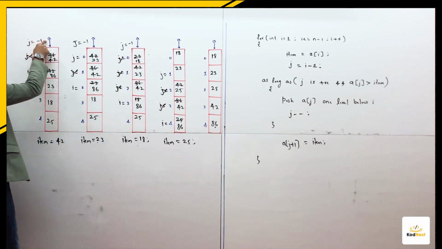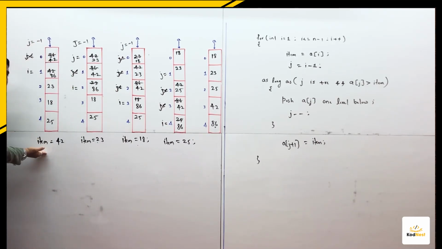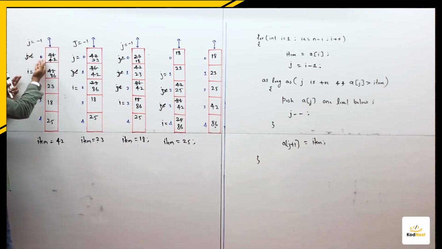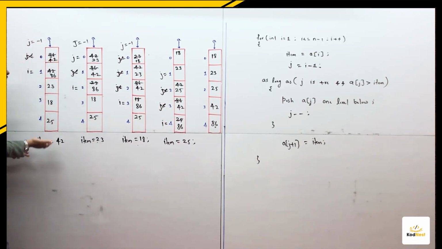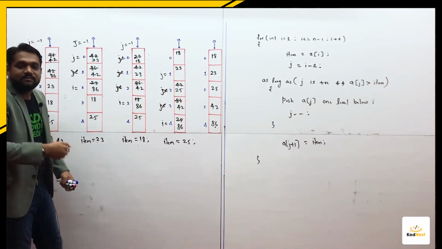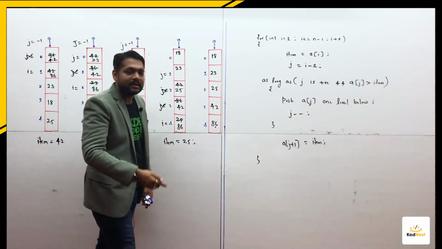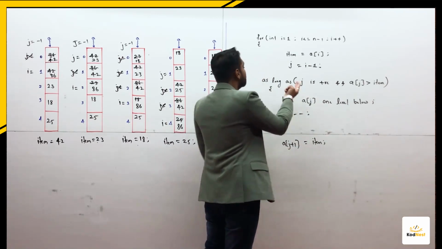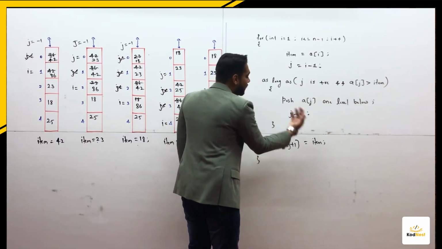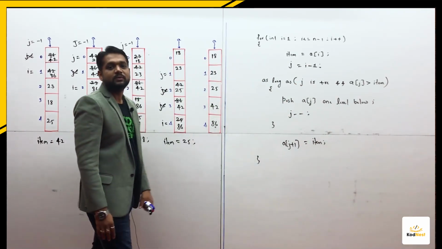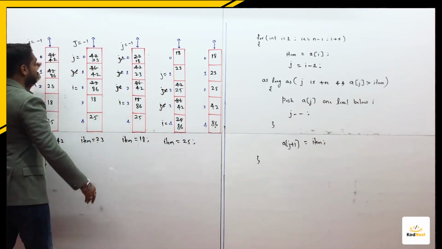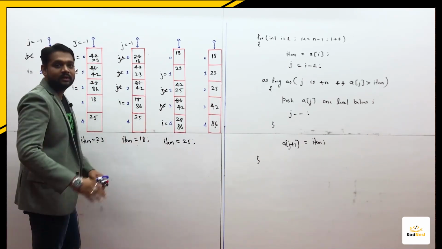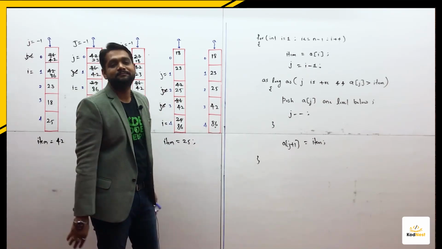Every time whatever is there in array of I, take that as item. Place j one level before I. As long as j is positive and A of j is greater than item, push A of j one level below. Decrement the value of j. You have to do this again and again until both the conditions are satisfied. If any one condition fails, you will come out of the loop. And whatever is there in item, you will give it to A of j plus 1. If you do this from I equals to 1 to n minus 1, array elements should be sorted.